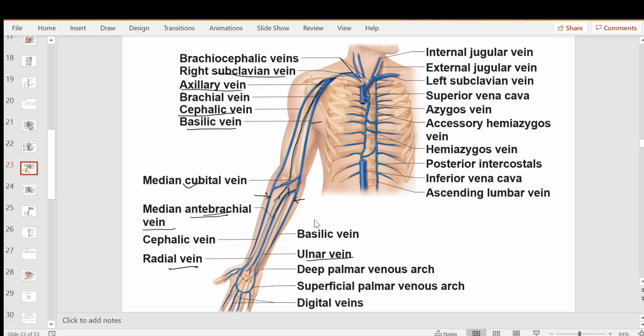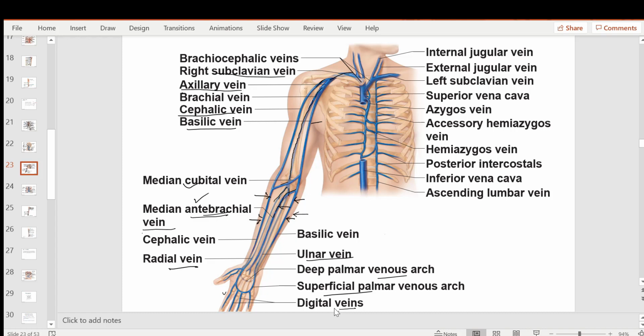Okay, so in the forearm you have a number of large veins, right? The cephalic, this one, the basilic, the median antebrachial, as well as the radial and ulnar. Okay, and in your hand you have superficial and deep palmar venous arches, and from the venous arch we get the digital veins.